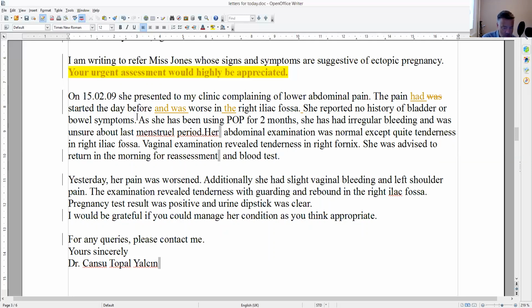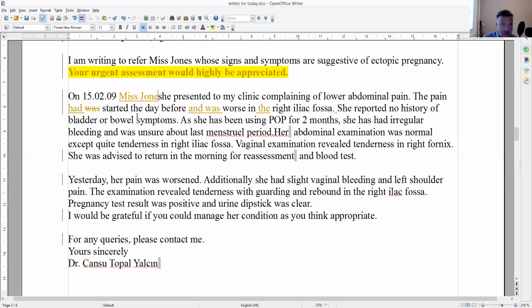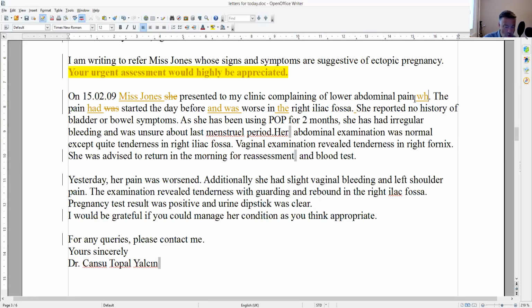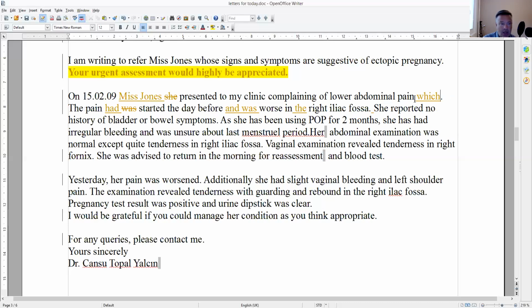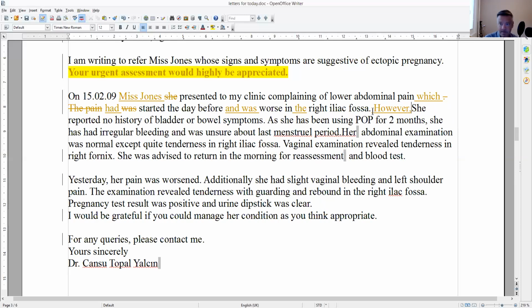So let's make this a bit more concise now. Miss Jones presented to my clinic complaining of lower abdominal pain, which, use a relative pronoun, which had started the day before and was worse. Am I right? However, showing a contrast, she reported no history of bladder or bowel symptoms.